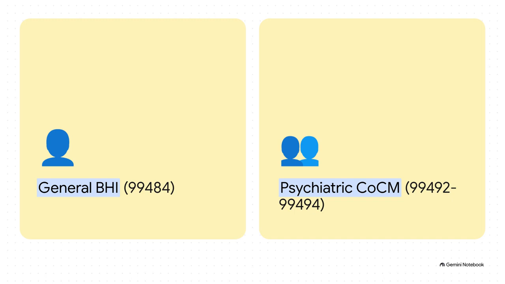Now, regarding co-billing, you actually can bill BHI or CoCM alongside chronic care management, or CCM, and remote patient monitoring, RPM. But the time and care plan elements must be strictly distinct. You cannot double dip and count the same 10 minutes of care coordination toward both CCM and BHI.